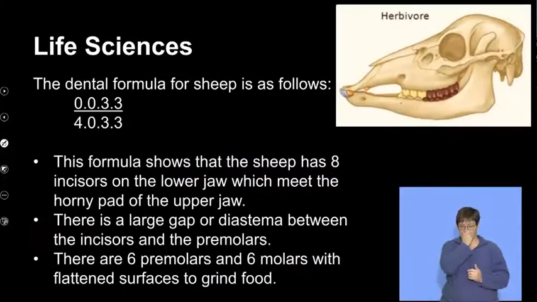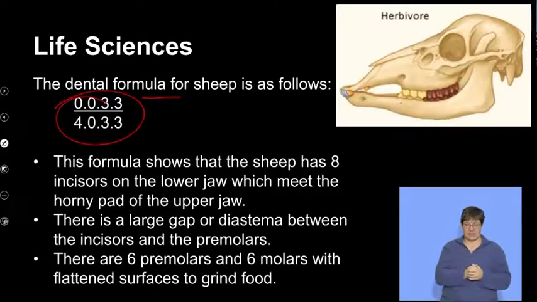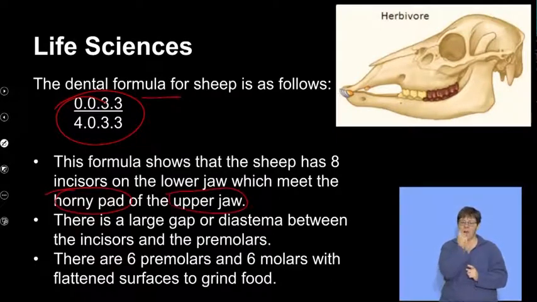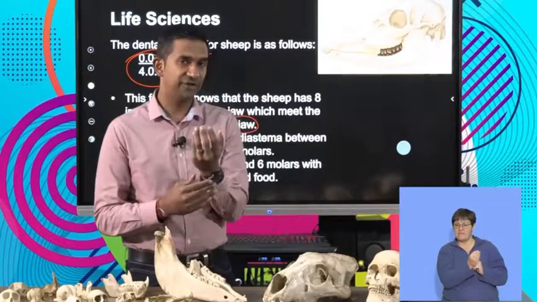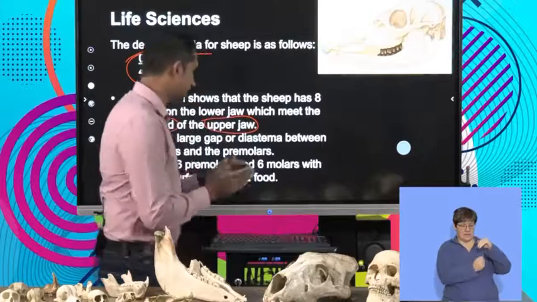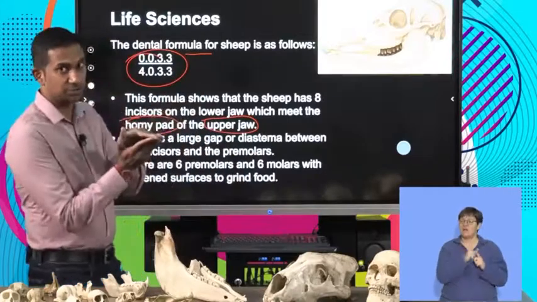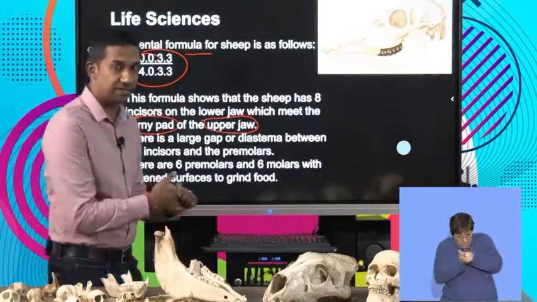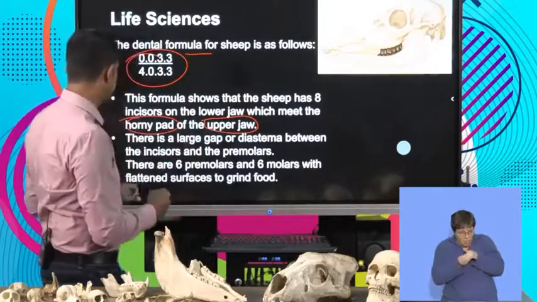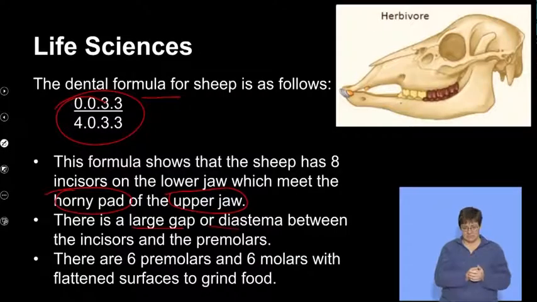Right. It's important that the dental formula of sheep is unpacked as follows. I did that earlier on. We must take note that there is a horny pad on the upper jaw. Often if you open the upper jaw of a herbivore, you'll find that it's got a flat, bony pad. And that again allows for the incisors to hold on to so that the pulling of that grass or plant material can happen. So there's a large gap or a diastema between the incisors and the premolars.